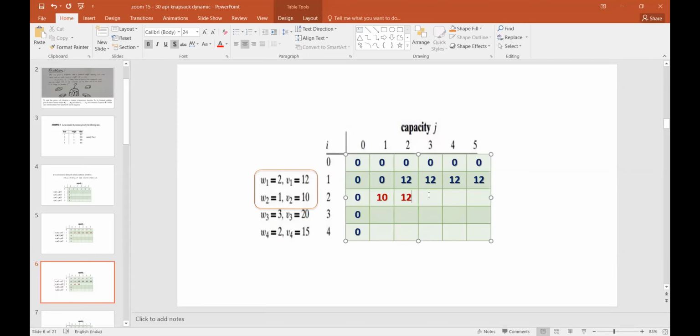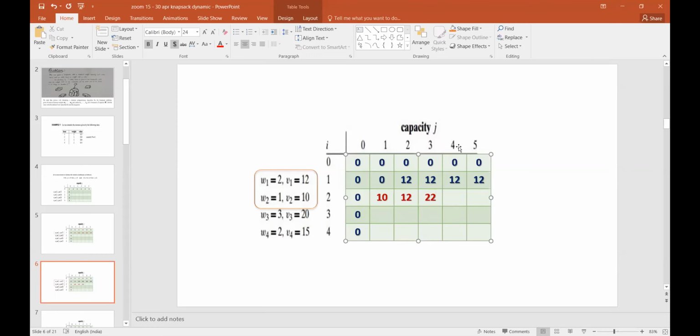If the capacity of the knapsack is 3, by considering only these two objects, I can put both of them now, because the capacity is 3 and if I add the weights of both the objects, it becomes 3. The profit is 12 plus 10, so I write 22.